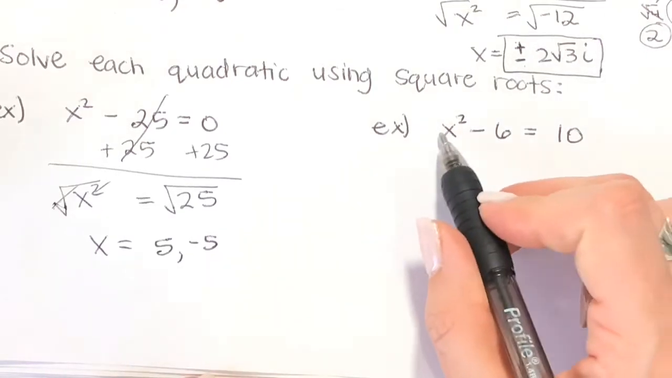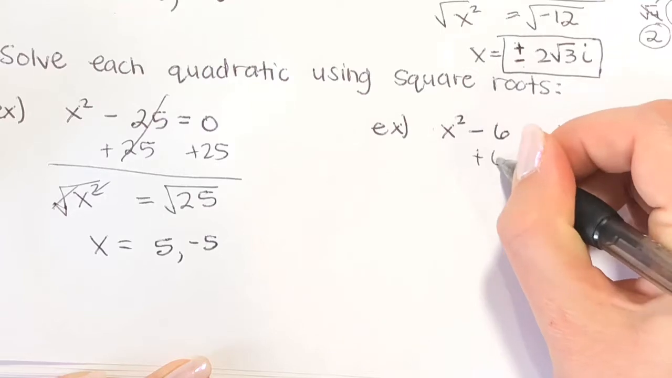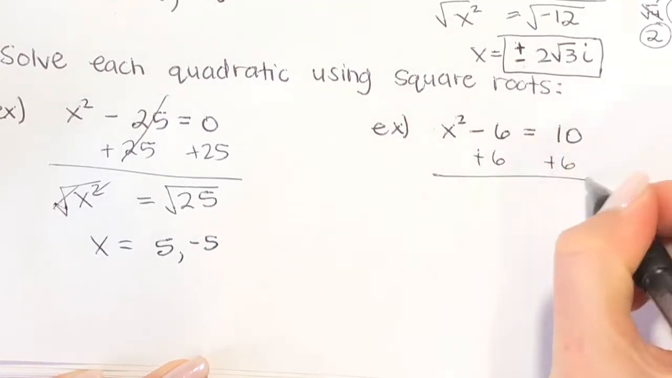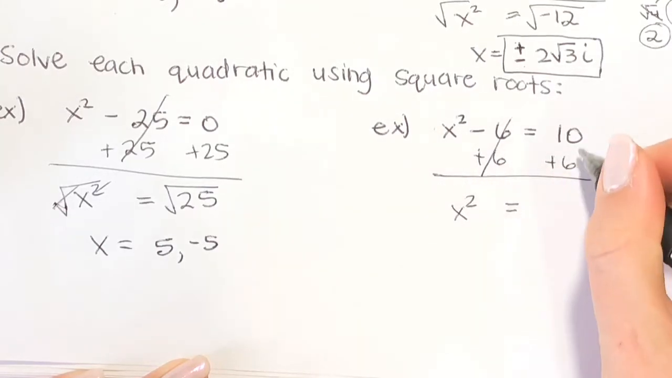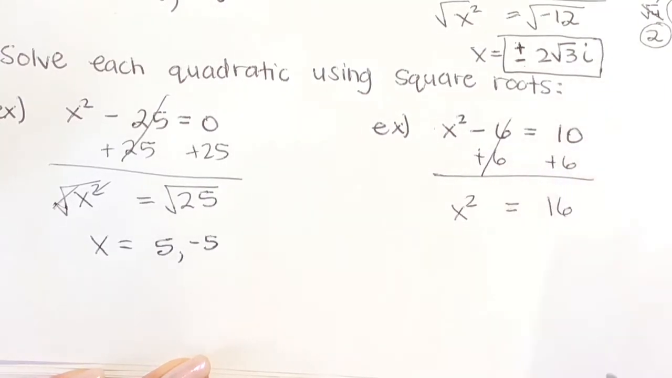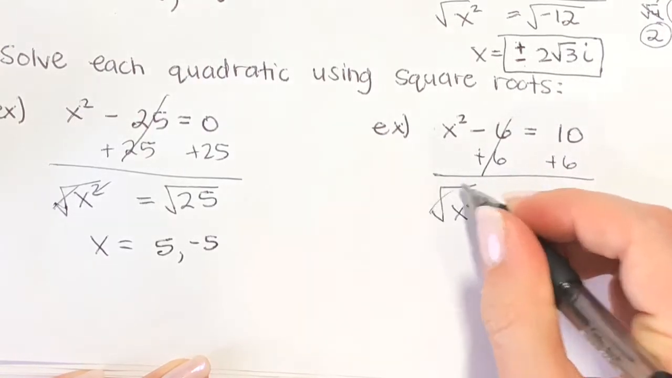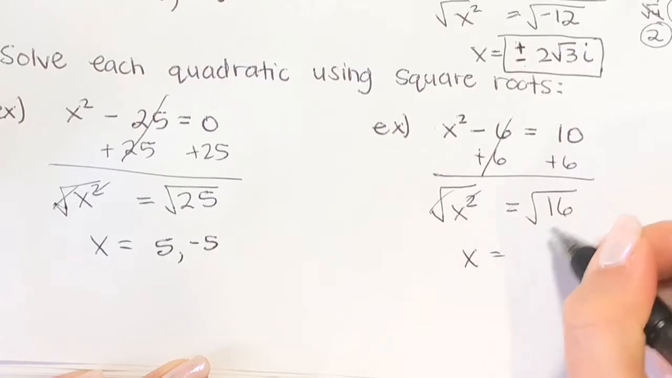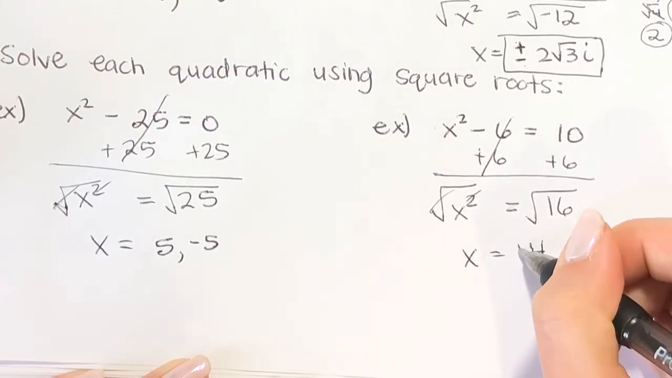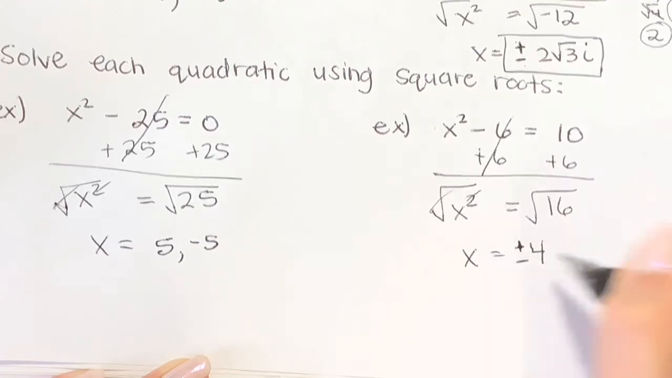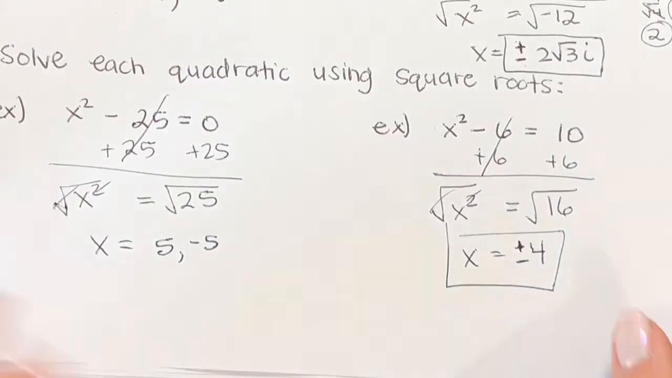Okay, on this one, again, we're trying to get x alone. So before I can take the square root, I need to get rid of this minus 6 by adding 6. We always do the opposite operation. So 6's cancel. 10 plus 6 is 16. Now we can take that square root. So the square and the square root cancel, and we know the square root of 16 is 4, but also negative 4. So again, you can just do that little plus or minus sign in the front if you want, and that will mean the same thing.